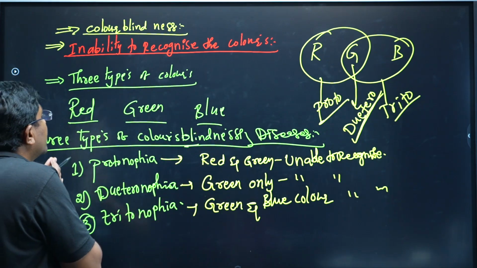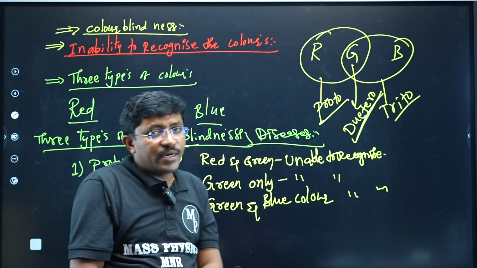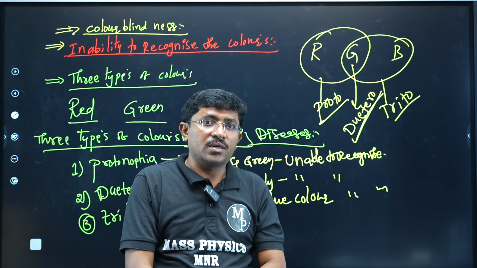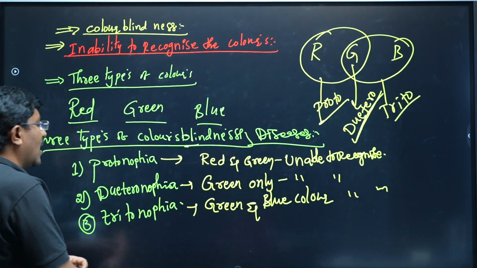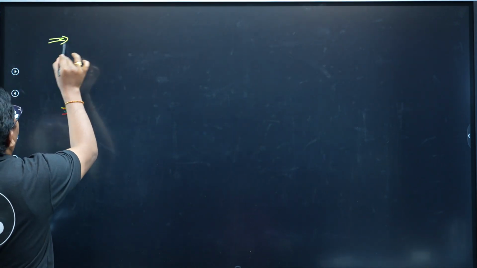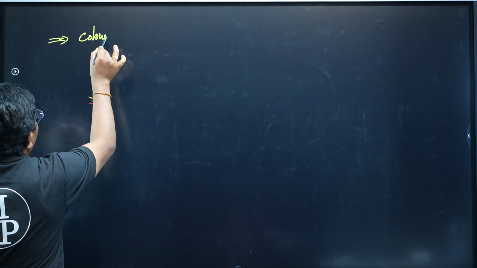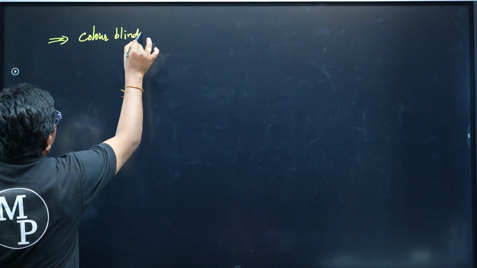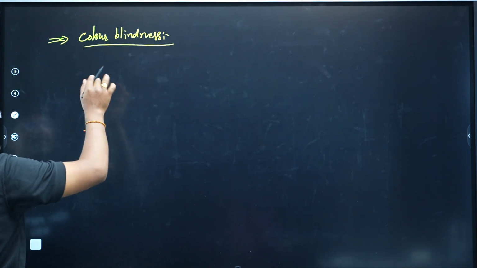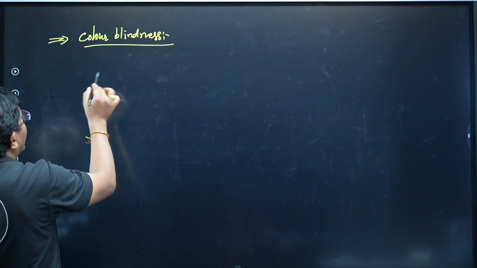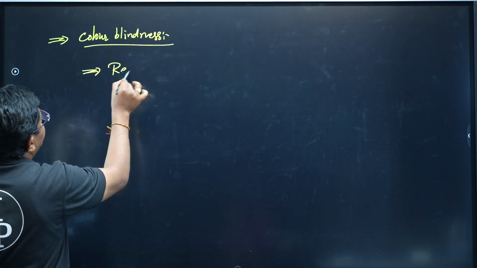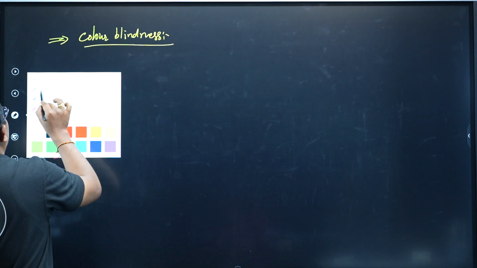So this is one. Then how can this trait be transferred to the next generation, from parents to offspring? We'll discuss with the help of some traits here. For example, color blindness. In this color blindness disease, how can we write the karyotypes? For example, first I'll write the dominant.